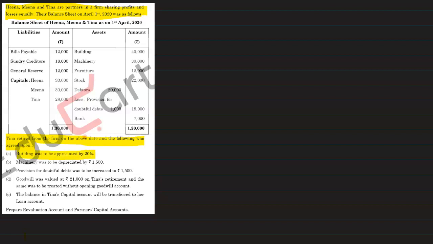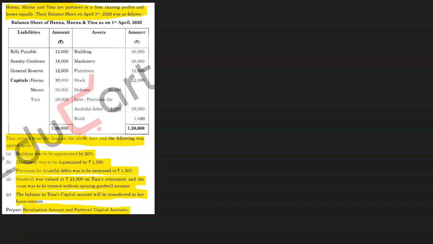Building was to be appreciated by 20%. Machinery was to be depreciated by 1500. Provision for doubtful debts was to be increased by 1500. Goodwill was valued at 21,000 on Tina's retirement, and the same was to be treated without opening goodwill account. The balance in Tina's capital account will be transferred to her loan account, and we have to prepare the revaluation account and partners' capital accounts.